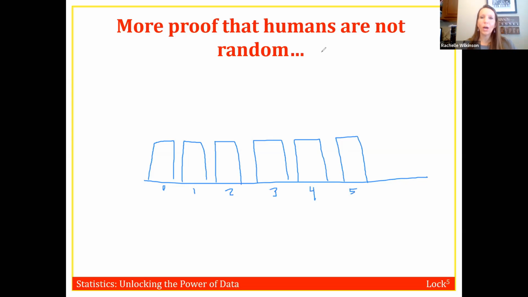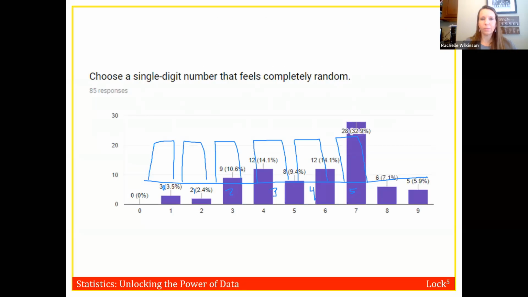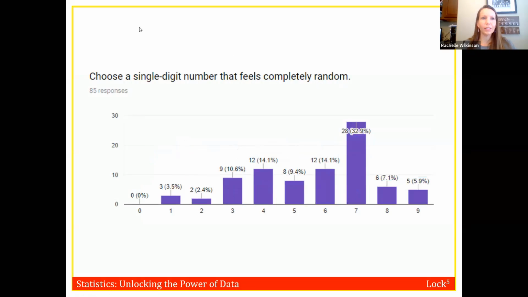Okay, so let's see actually what really happened with that survey. Oh, I got to get rid of my drawing. Hang on. Okay, so this is what really happened. Does this look like they're all the same height?